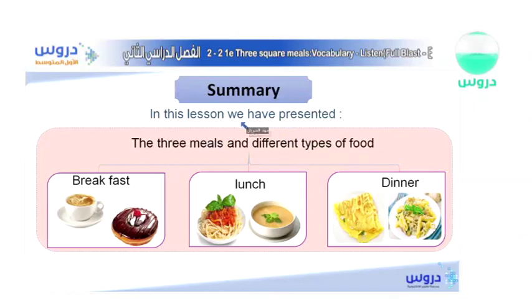Okay, so as a summary, in this lesson we have learned the 3 meals and different types of food. We have learned about breakfast, which is what we eat in the morning, early morning especially. And when we come home from school, we have lunch, for example pasta and also soup. And then we spoke about what we eat at night before we go to sleep, which is called dinner. For example, here we have some omelette and, of course, another type of pasta.